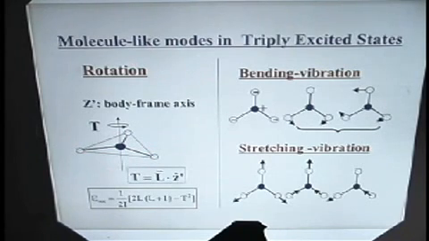Then what are the molecular modes? One is rotation. It rotates as a symmetric top, and the spectrum is like this. Another one is the bending vibrational motion. Here is kind of the umbrella motion of an ammonia molecule, and here the electrons move in the same plane. Another type is a stretching vibration. This is kind of the leading mode and this kind of motion.